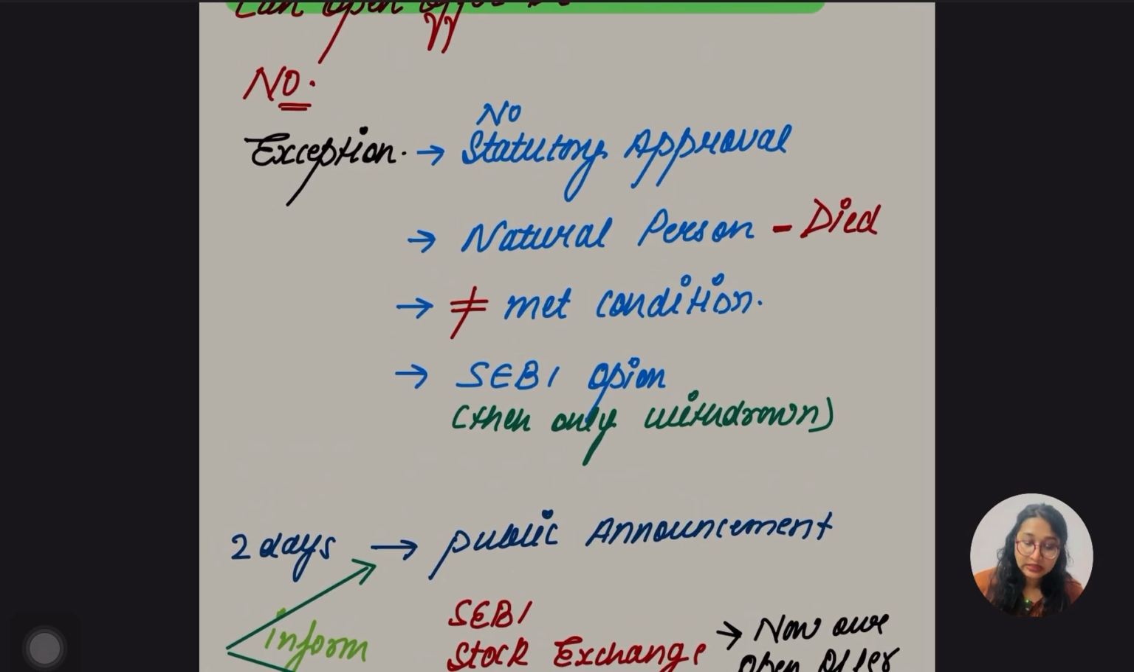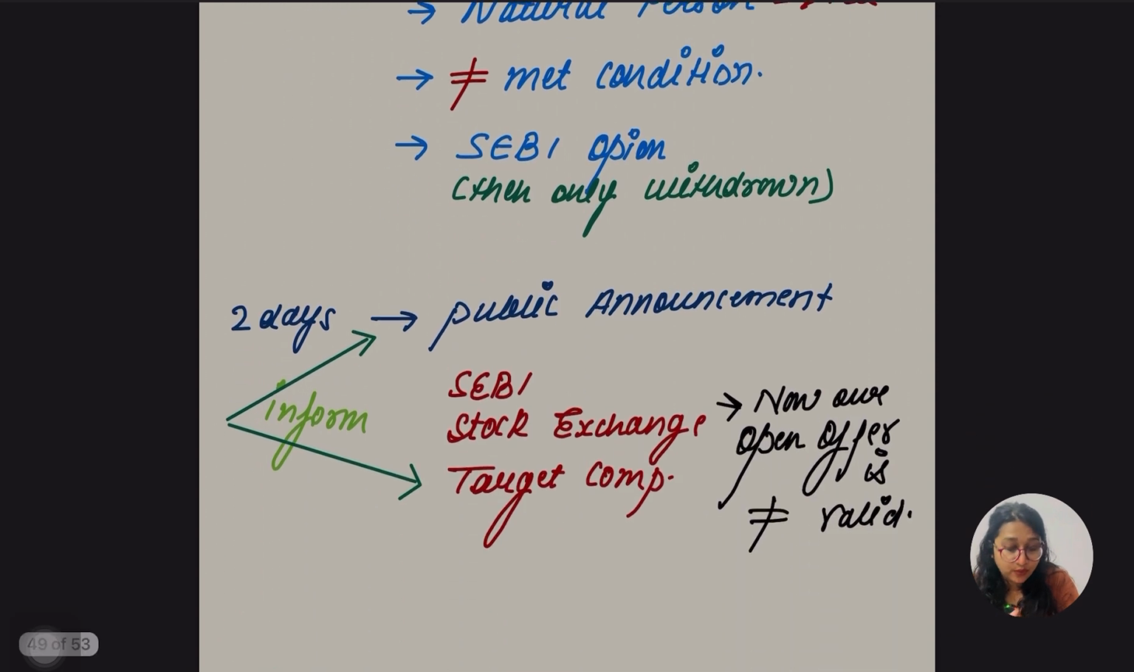Third, when the conditions are not met. Whichever conditions they may be, if the acquirer company has not met the conditions, then again you can withdraw. Then the last: if SEBI is of the opinion that the acquirer company can withdraw the open offer, then definitely they can withdraw. So there are four cases. First, the statutory approval is not granted. Second, if the person is dead. Third, the condition is not met. And fourth, with SEBI's approval.